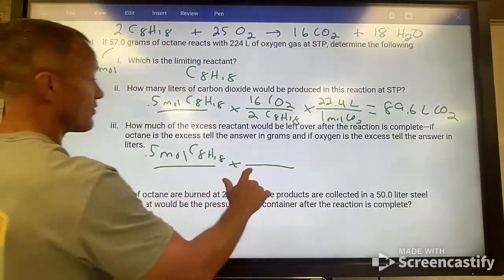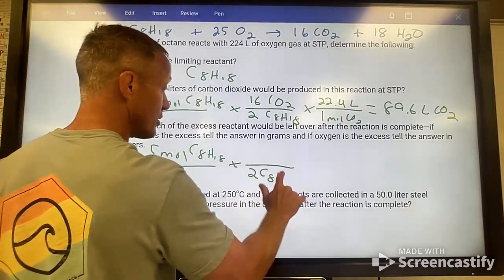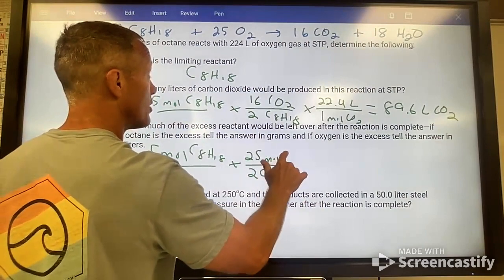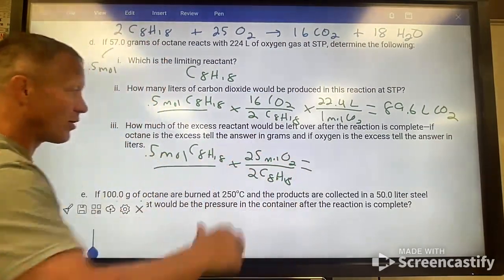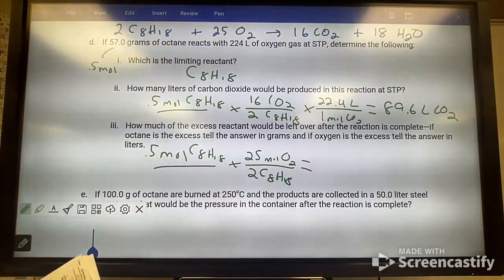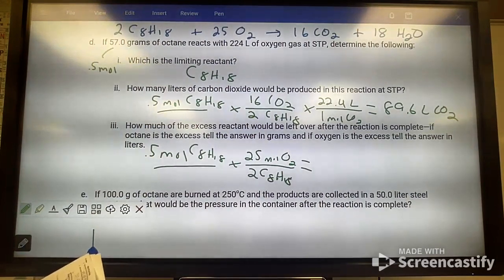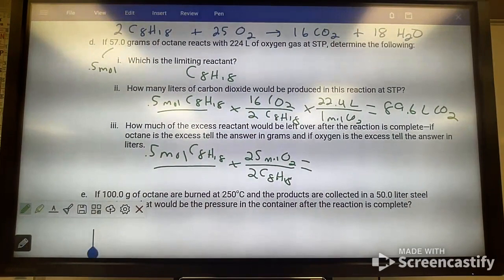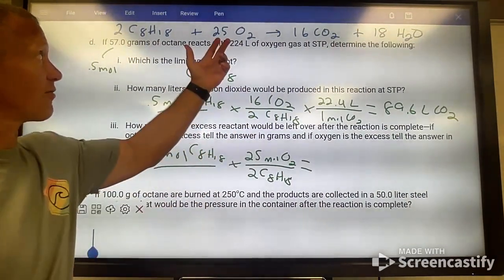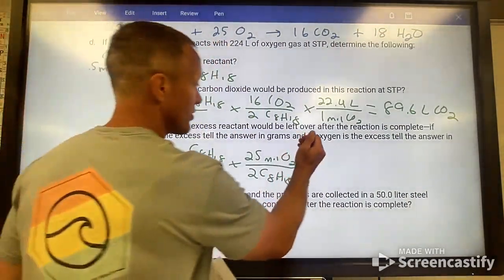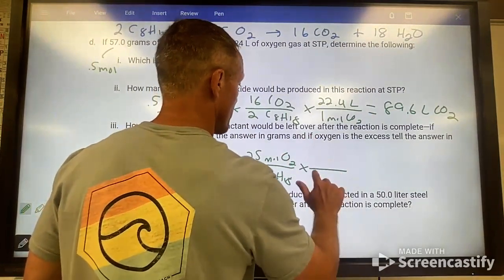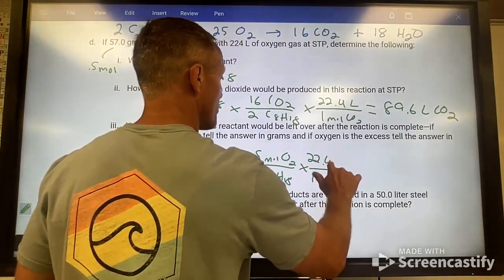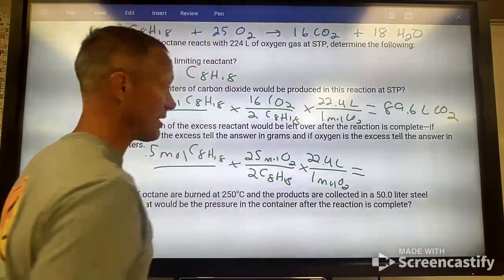And for every 2 moles of C8H18 that we use, 25 moles of O2. So if we do our mole ratio there, that would tell us how many moles of oxygen were used. We could subtract from our 10 moles we had available. Actually, I'm just going to keep going here. So every mole of O2 is 22.4 liters.